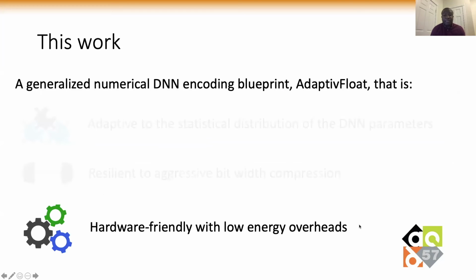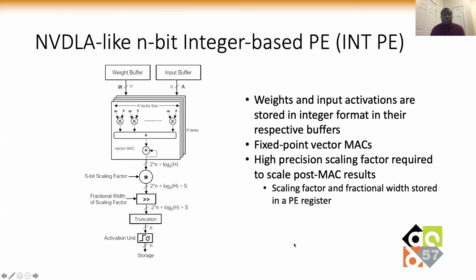Now let us look at how we use adaptive float in hardware in order to obtain higher energy efficiencies. First, we note that a plurality of commercial deep learning accelerators implement monolithic integer arithmetic, such as NVDLA or the first generation GPU or the ML NPU. In these integer-based accelerators, we will see that in the computational data path, a high precision scaling factor is required to scale the partial sum.